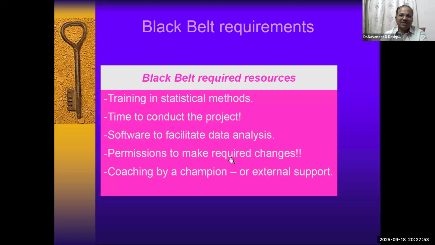Then permissions to make required changes. The hospital doesn't allow any third party to interfere in the documentation. Interns are specifically prohibited from entering into some kind of detailed analysis, especially the financial ones. But it can happen that with authorization, with a certain amount of requirements, one can enter into such kind of agreements with authentic sources. And coaching by a champion, it requires some amount of guidance, so it takes a long time, 4 to 8 months, for black belt Six Sigma certification to occur and be implemented.